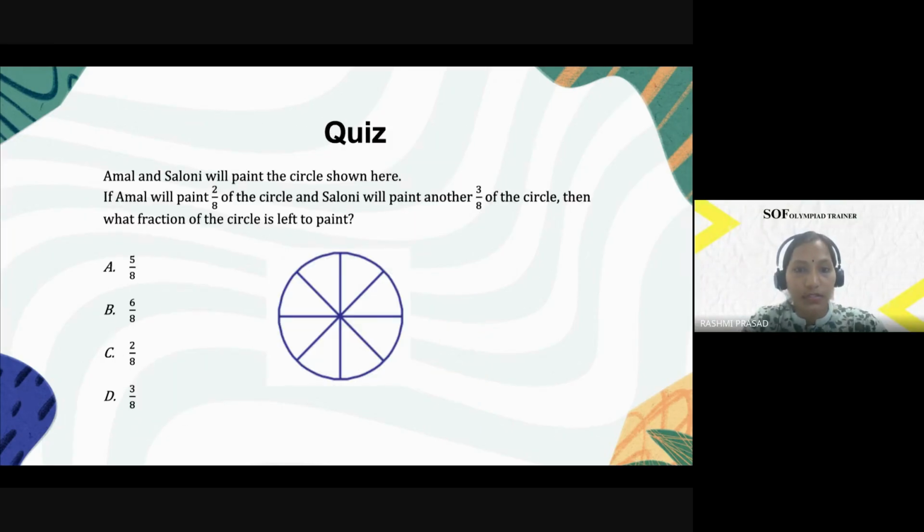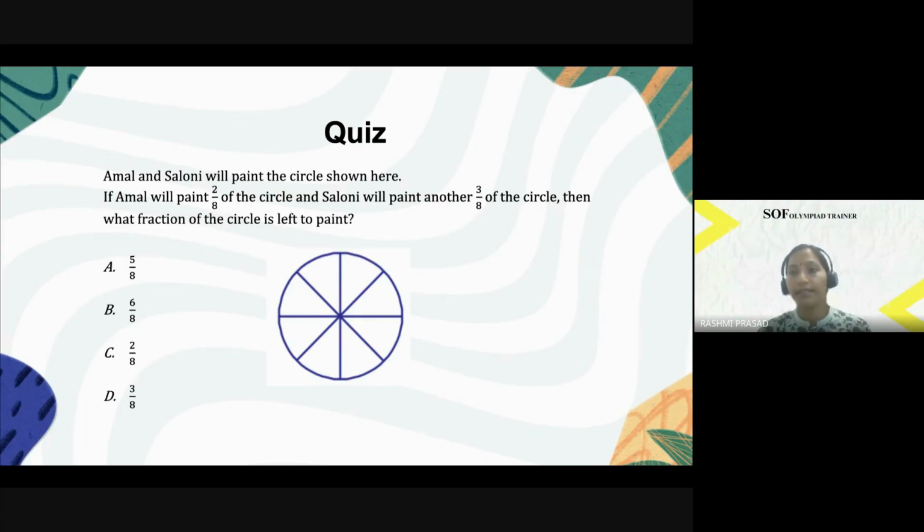Next question is in front of you. Tell me the answer in the chat box, guys. I'll just read the question till then. Amal and Saloni will paint the circle shown here. If Amal will paint 2 upon 8 of the circle and Saloni will paint another 3 upon 8 of the circle, then what fraction of the circle is left to paint? For that, first find out how many parts they painted and then find how many parts are left. Right?